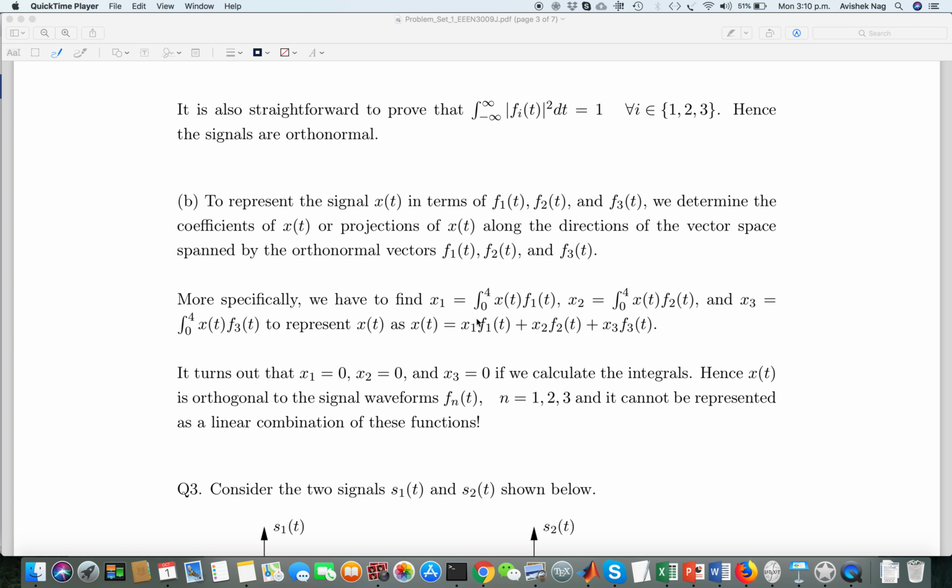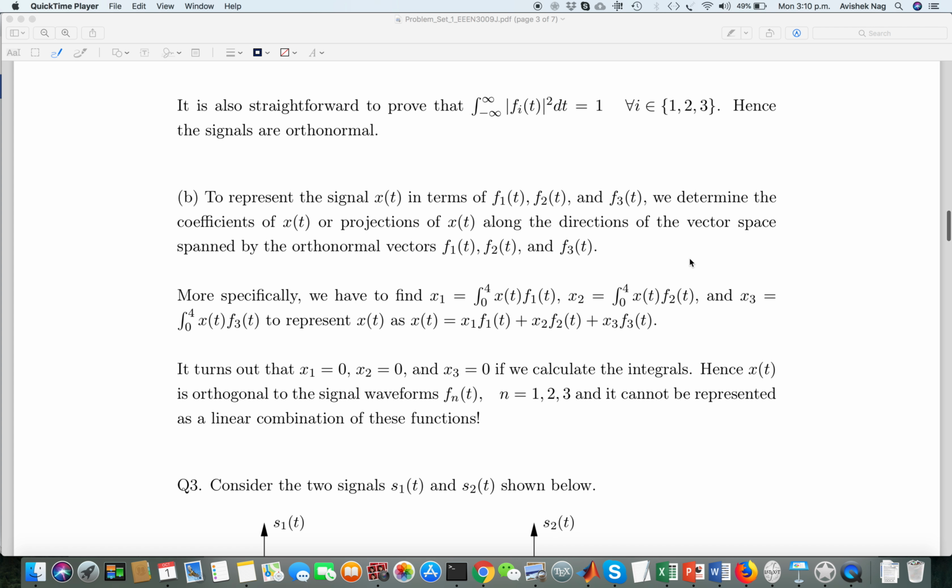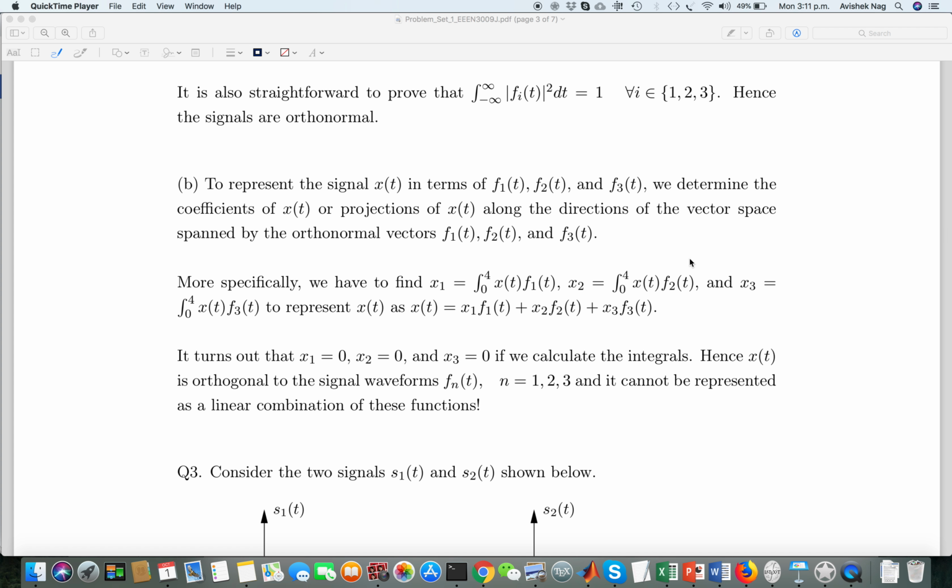So these are the projections of the signal xt. So just integrate the xt with f1t, f2t or whatever is asked in the question, and try to find out the projections by this means. If you had done this, you will see that all these are 0, and then you would easily get to the solution. So that's it for question 2.